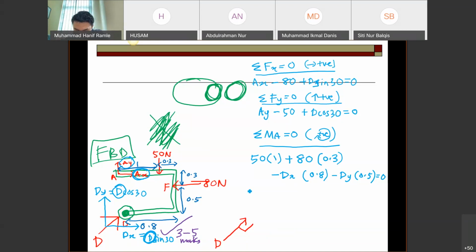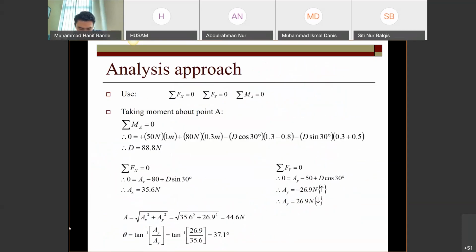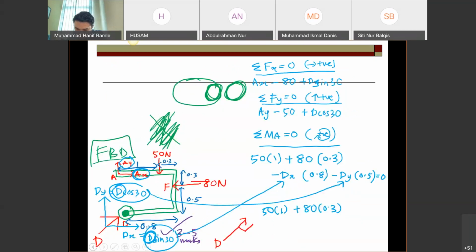Okay, next. Let me continue. You have to substitute this one into this. Okay, this one into this. You will get the final answer of D later on. So let's do it together. You will get this minus dx d sine 30 minus d cos 30, equal to 0.